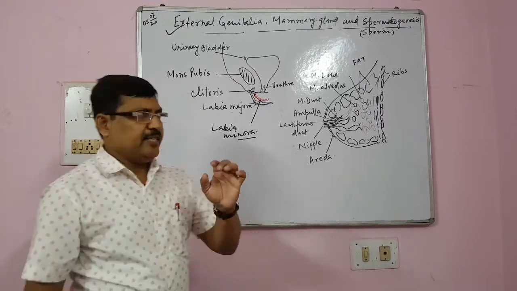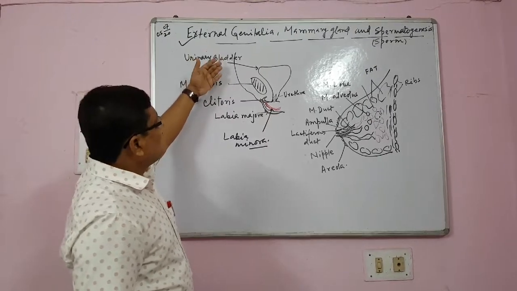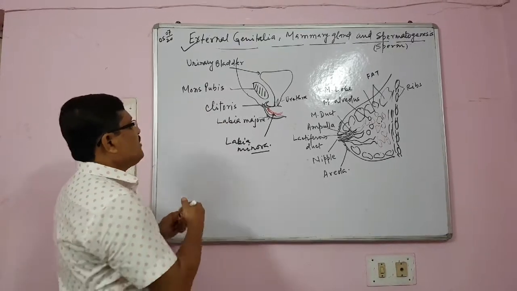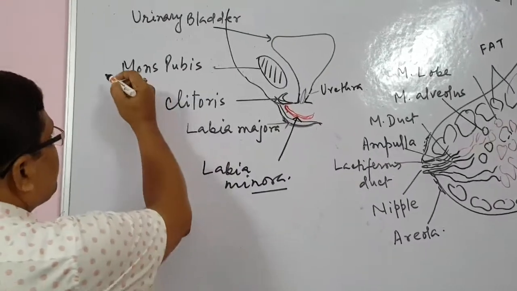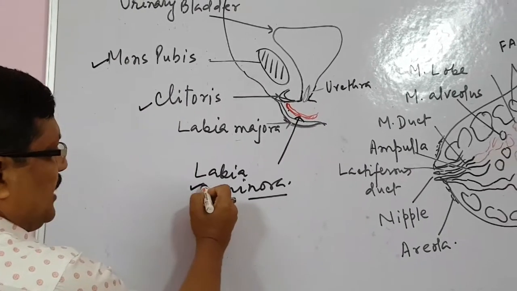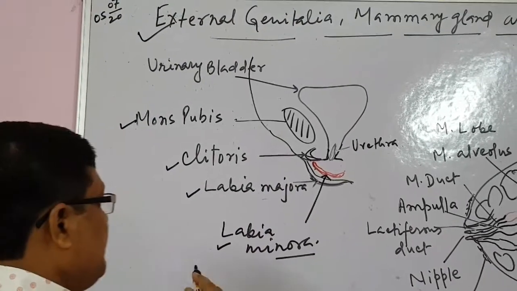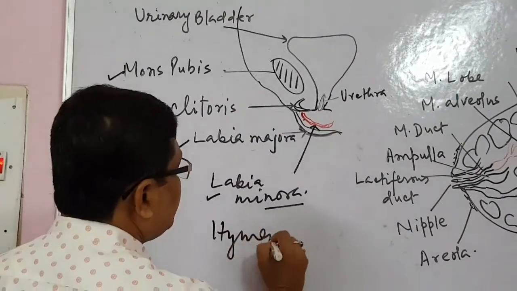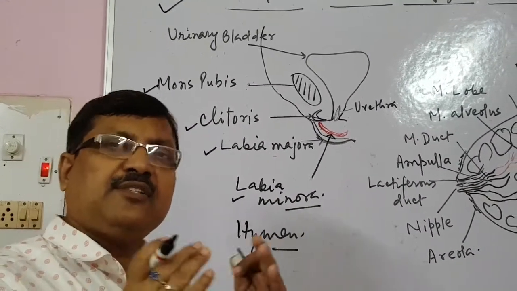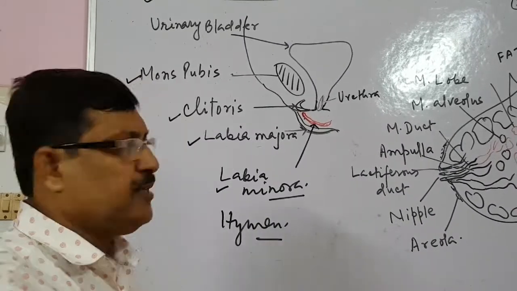The external genitalia include the following structures. The first is the mons pubis, second is the clitoris, third is the labia minora, fourth is the labia majora and fifth is the hymen. So there are 5 structures included in the external genitalia of the female reproductive part.